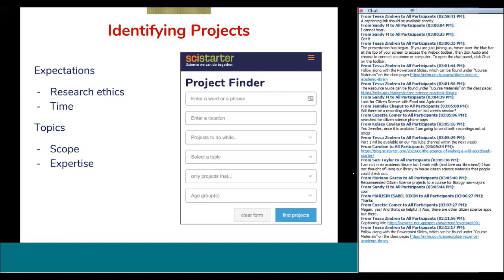So which brings us to identifying related resources and materials. On the next slide, please.